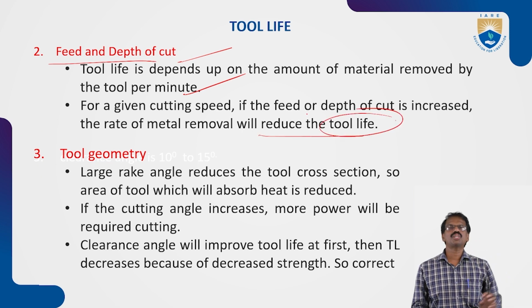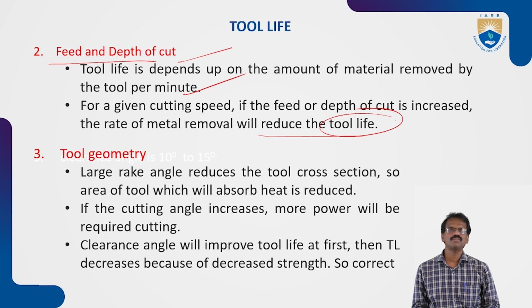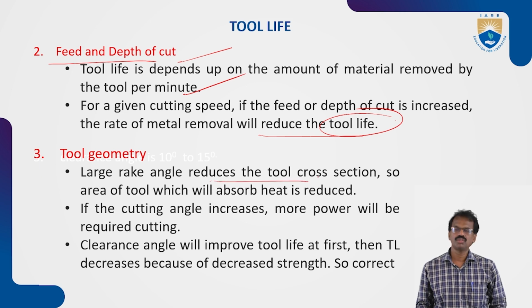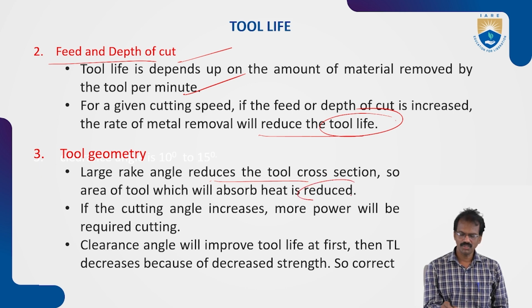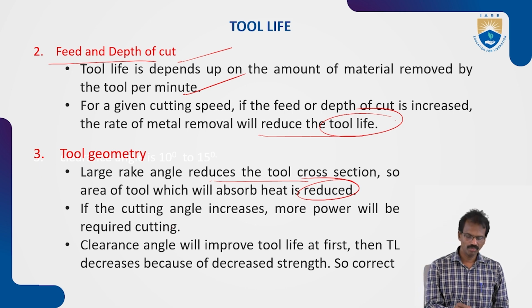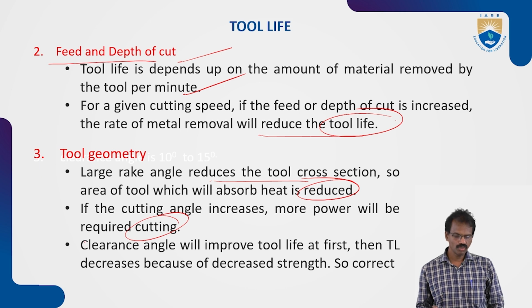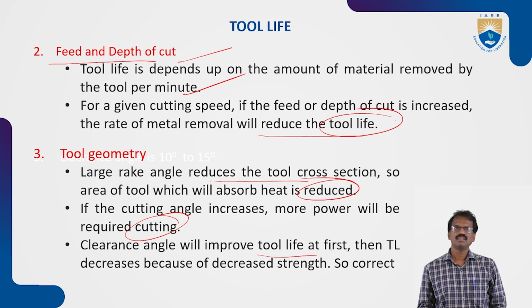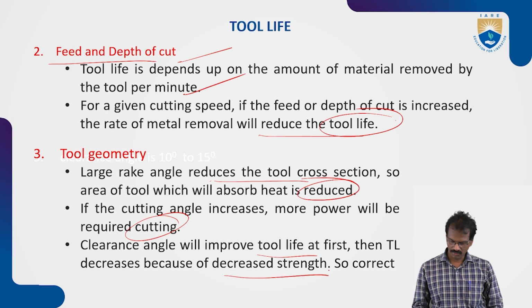Next, tool geometry. This one is also a very important parameter which influences the tool life. Large rake angle, we already covered this one. A large rake angle reduces the tool cross section, so the area of the tool which will absorb heat is reduced. If the cutting angle increases, more power will be required, and if you give more power, automatically the tool life will decrease. Next, clearance angle will improve the tool life at first, then tool life decreases because of the decrease in strength. These points were already covered in previous slides.